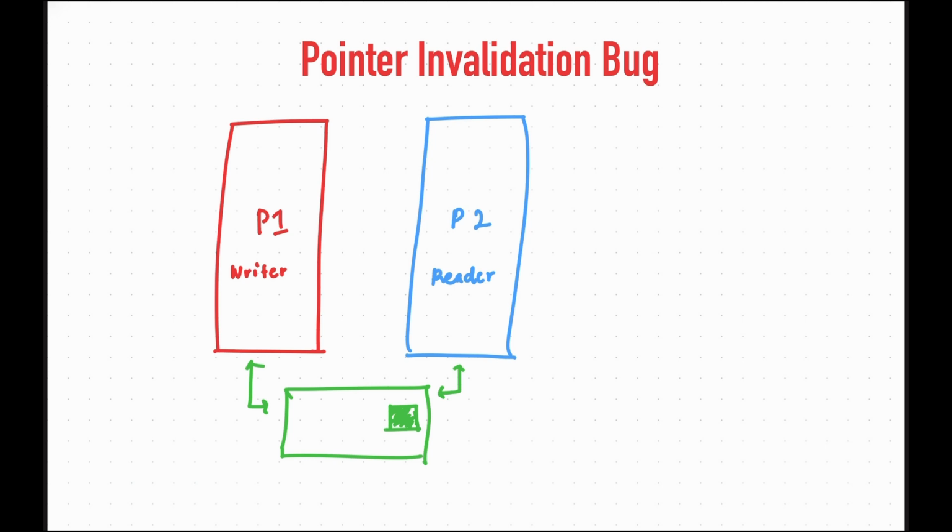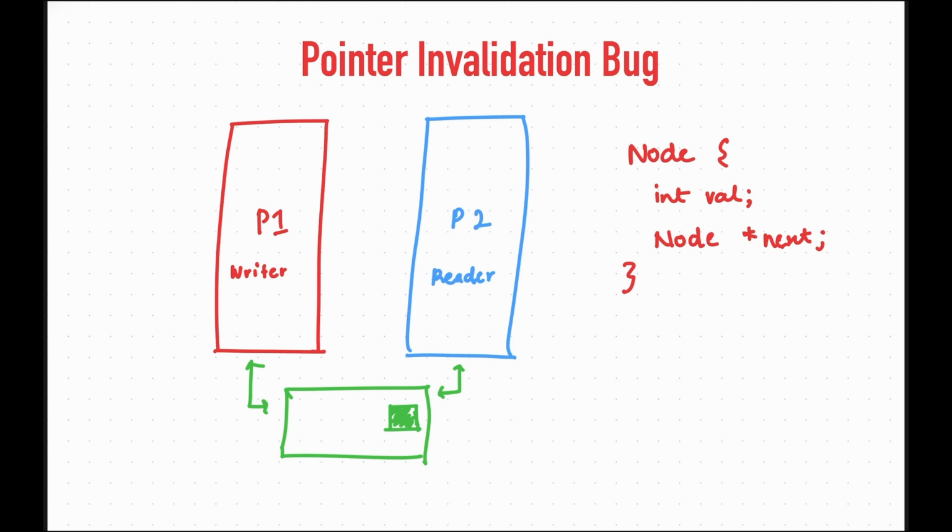So let us take a look at the failure more closely. Suppose we have a structure defined inside a memory called node, which stores some value and a pointer to another node. And process 1 here is the writer process, whereas process 2 is the reader process. So P1 is going to write data to the shared memory, while P2 is going to read from the shared memory. P1 writes the node object in the shared memory.